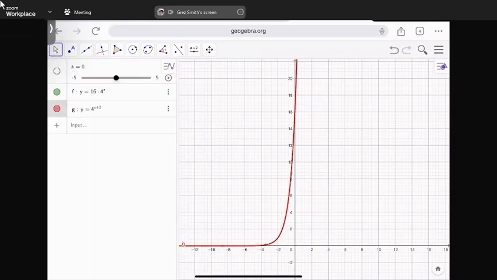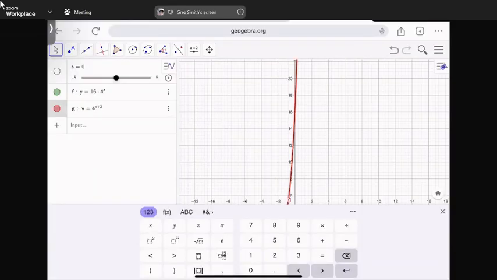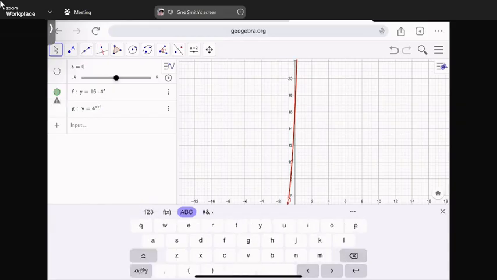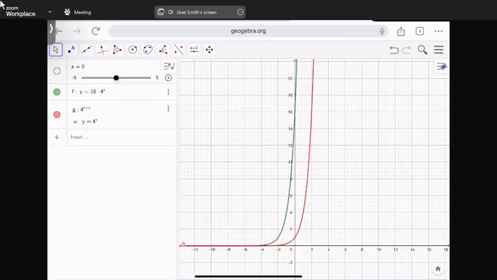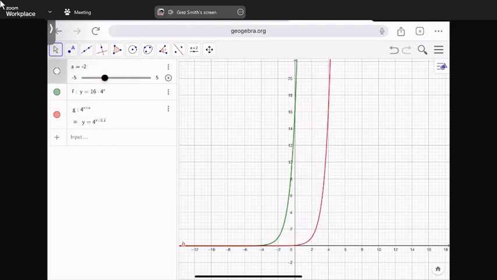Let me just go in on this one. Let me change that to a slider. So I've made a little slider. Watch as we move this across like this. Can you see? We've got the stretch there in green. And as we move this across, it lies on top of it. Can you see it happening?